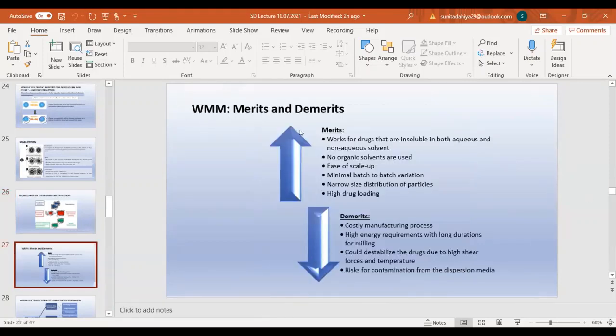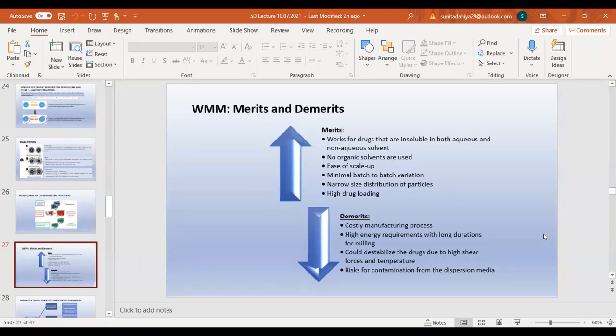Now coming to the merits, although we have already seen what the merits and demerits of wet media milling are, we can summarize. For the merits, it is useful for all insoluble drugs, whether it is not soluble in aqueous media or any non-aqueous solvent. No organic solvent is required. It is relatively easy to scale up. It has better reproducibility, with minimal batch-to-batch variation. It has a narrow size distribution, and high drug loading is also possible.